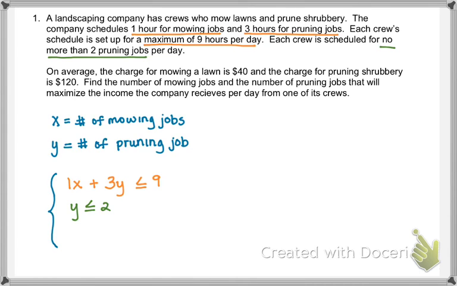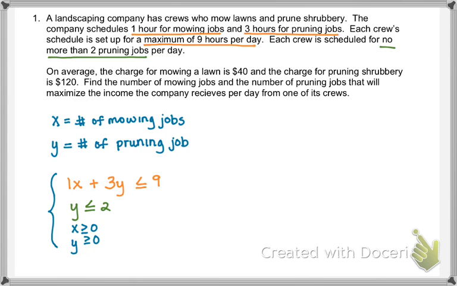Now the only thing I would add here are my 2 common sense constraints. Remember, it doesn't make sense to have a negative number of mowing jobs and a negative number of pruning jobs. So I'm going to add in my common sense constraints. And then let's figure out what our objective is.